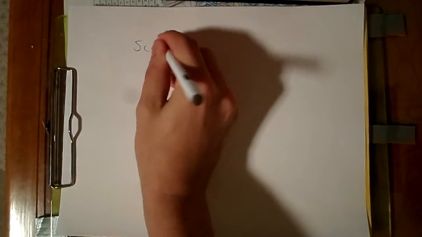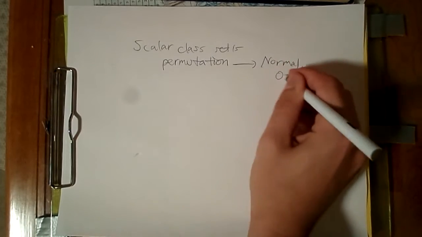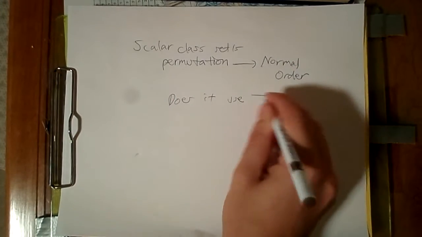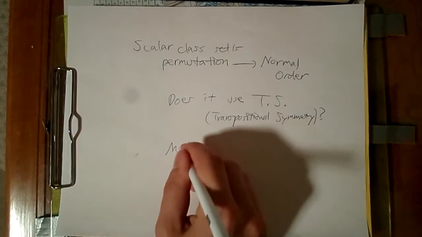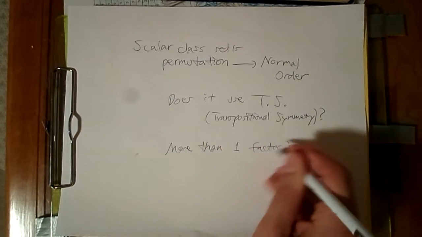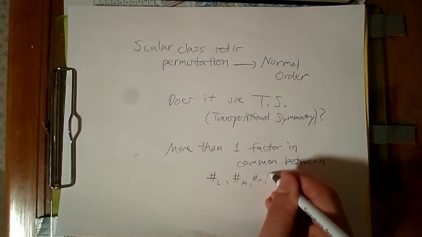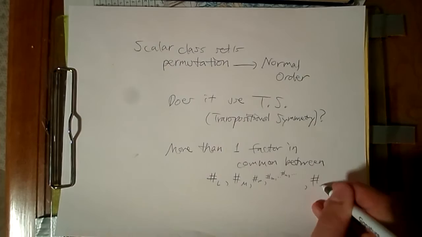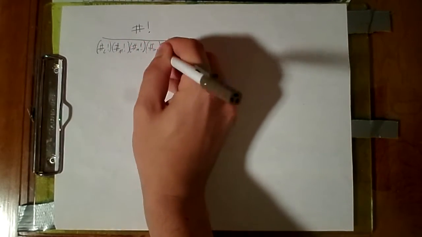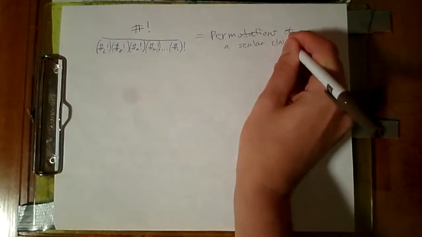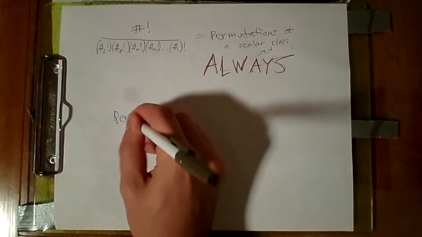Hi everyone, my name is Stephen Weigel, and in this video, I'm going to clarify something that I briefly mentioned in video 3 regarding the transition from permutations to normal orders using transpositionally symmetrical sets that have more than one factor in common. Recall that this equation for a scalar class set tells us the number of permutations always for any scalar class set.